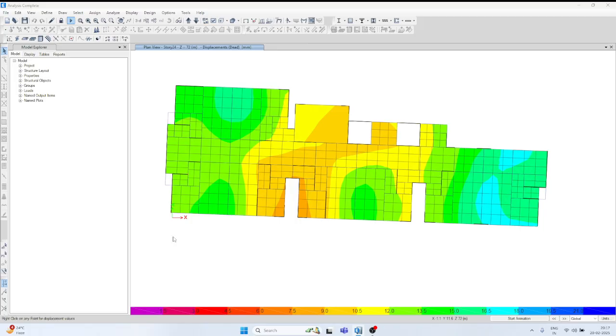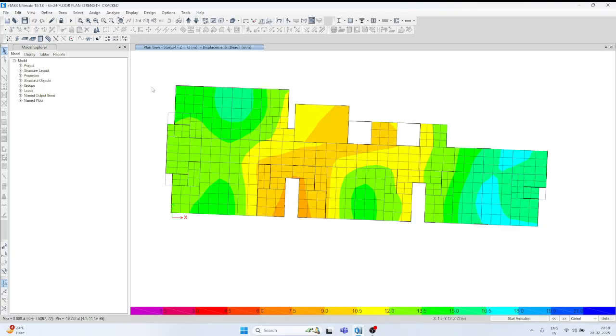Suppose in an interview they can ask the question, in which model do you perform the buckling analysis? You have to say that in the strength model we check it. Okay, so already it has been completed. Now what we'll do, let us see.